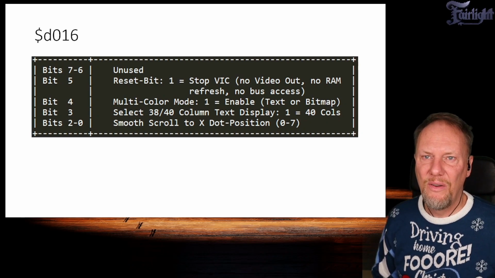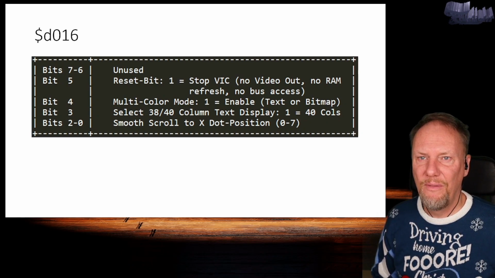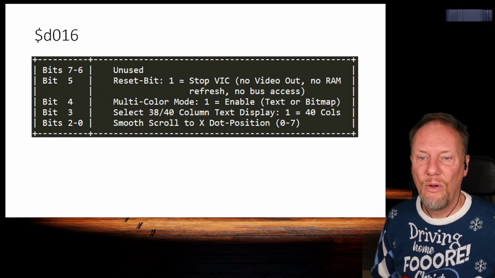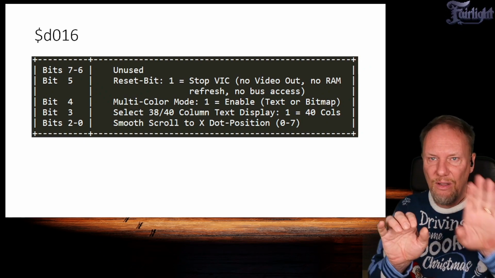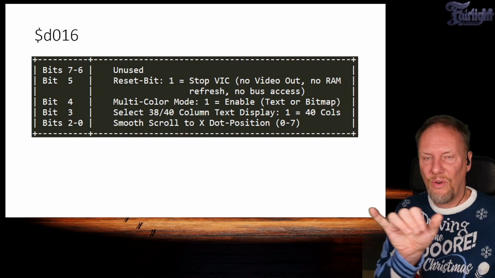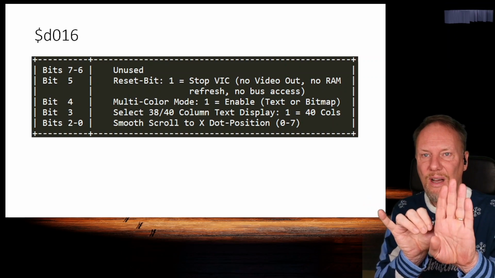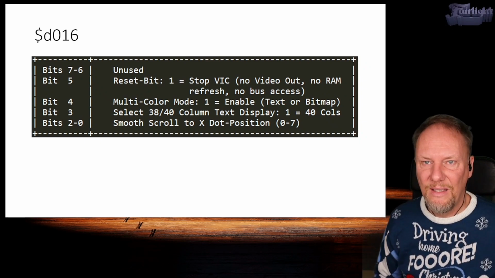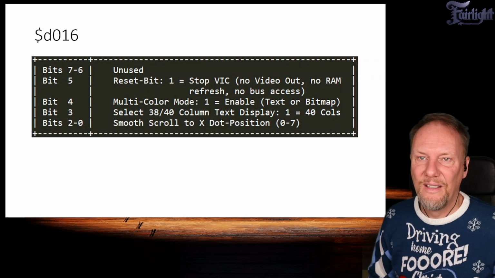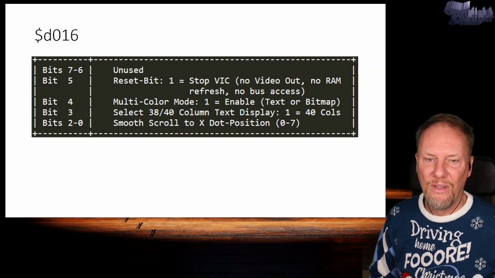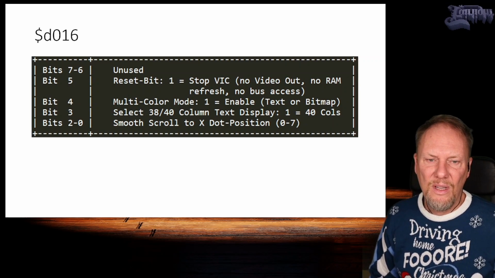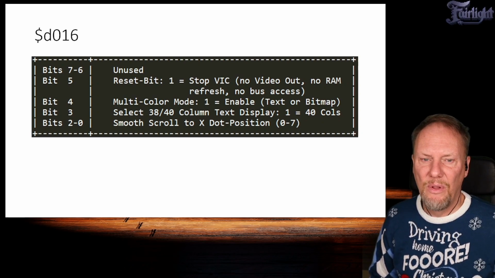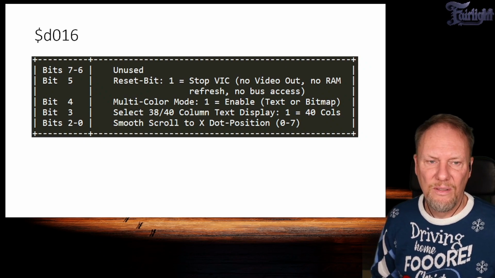Okay, so D016, excuse me, that's smooth scroll in the X direction, so like that. And the same here as with the 24 and 25 row mode, there is a 38 and 40 column text mode. Again, you have this scrolling of 8 bits, and then you move the border in, and then all scrolling takes place behind the edges of the border on the 64 screen. Multicolor mode is also here, so if you would like to enable multicolor mode, this is bit 4 here.